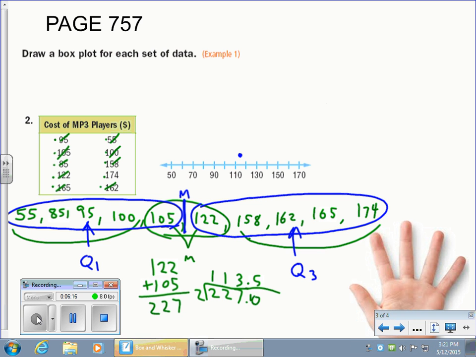So I got a bottom. 162 would be just a little bit past the 160. And 95 would be in between 90 and 100, about right there. So now I can make my box. Try to be as exact as possible. All right, and there are my median and my 2 quartiles.